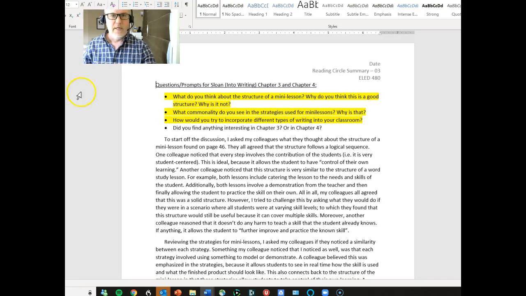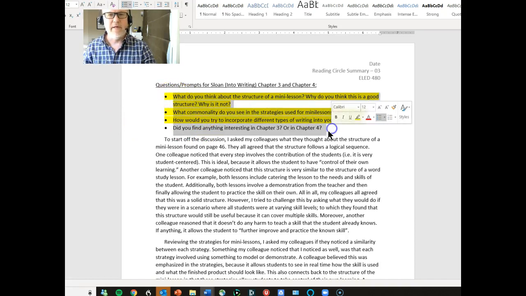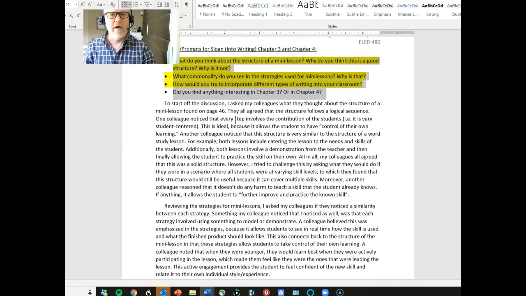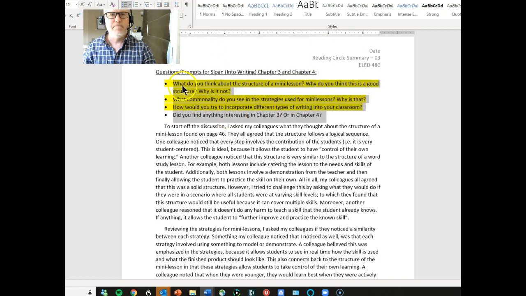All right, and here's just another structure. It looks kind of similar, but here the author put all of their prompts up at the top in their summary, and then they just used paragraphs to go through their group's discussion, and that took about a page. And it looks like this one comes from a little bit later in the quarter from some of our readings.